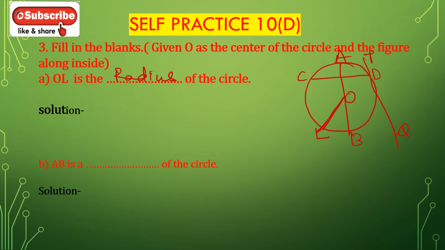AB is a dash of the circle. AB is the diameter of the circle. And diameter is the longest chord of the circle.